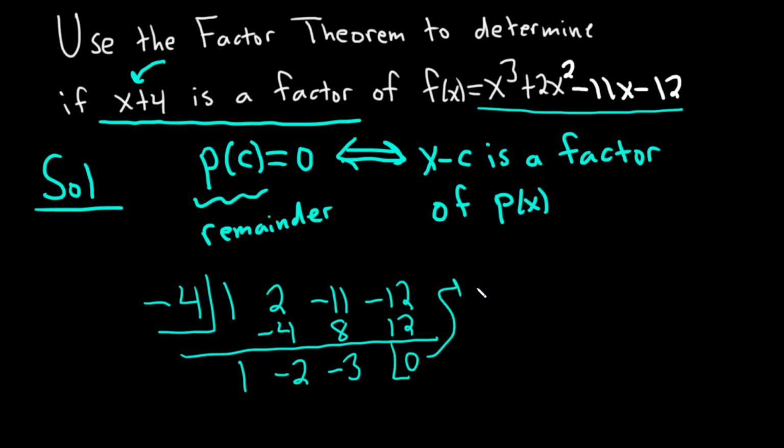So we can rejoice because the remainder is 0. Because the remainder is 0, we know that we just divided by x plus 4. So the answer is yes, because the question is, is it a factor? Yes. If we get something here that's not 0, then the answer is no. But because we got 0, it's yes, and it's a factor.